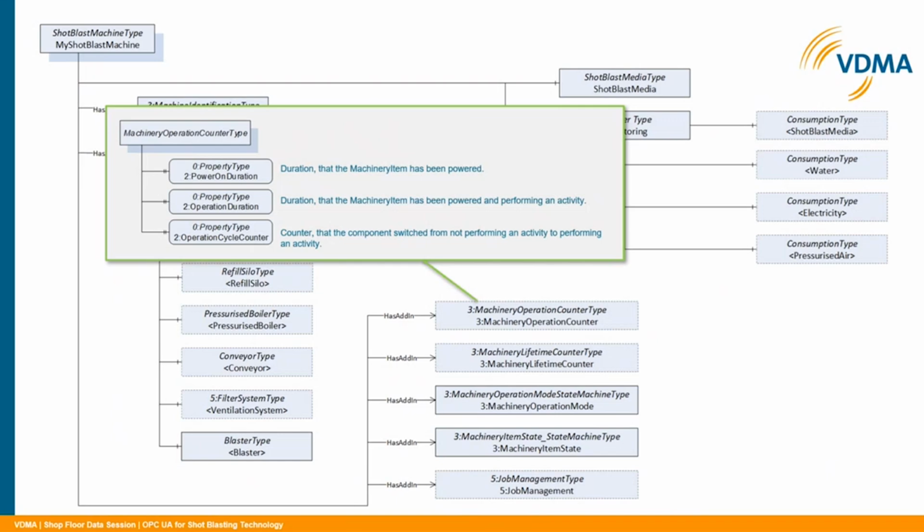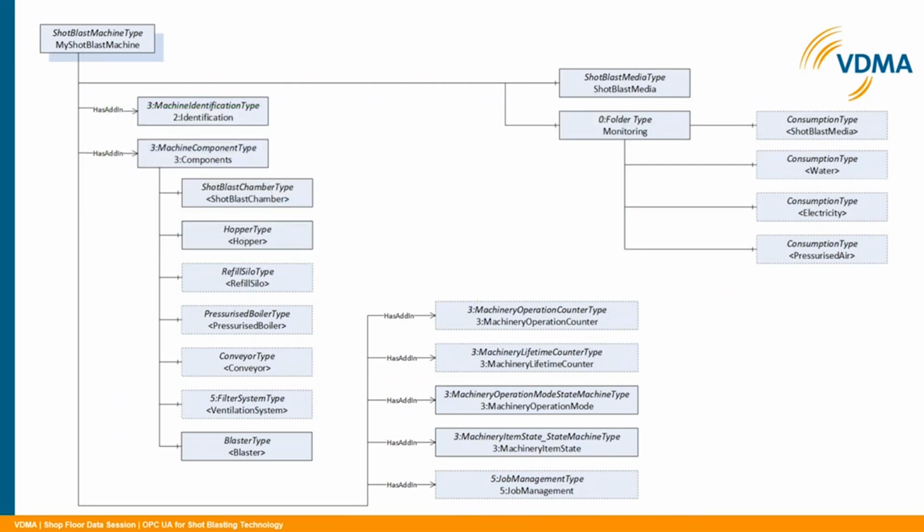And then we have the operation cycle counter that is counting a cycle. So you can define for your machine what a cycle is. I personally don't know what a cycle for a shot blast machine is, but I guess you as experts from the industry know that. If you define a cycle, then you can count how many cycles my machine made. So these are the building blocks that we additionally implemented from the machinery specification.